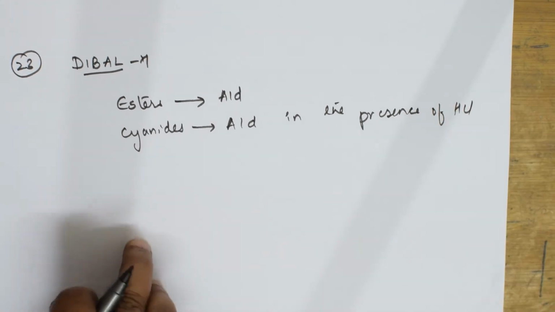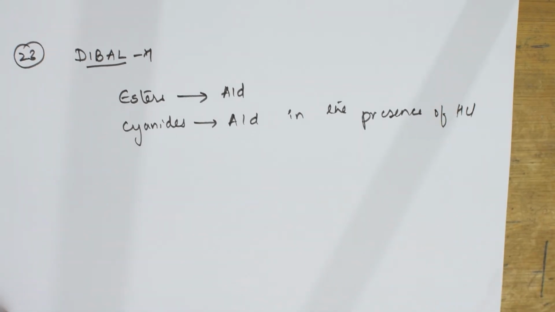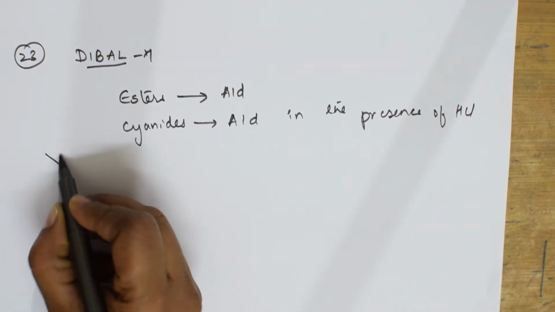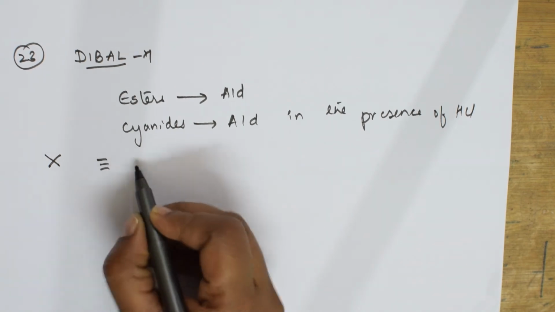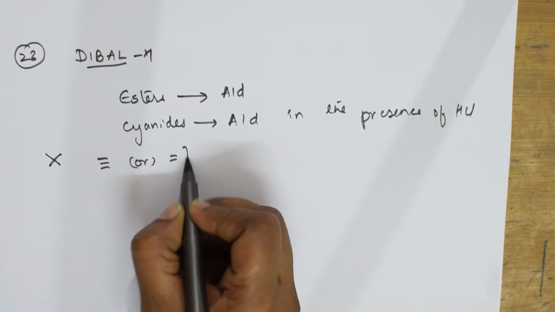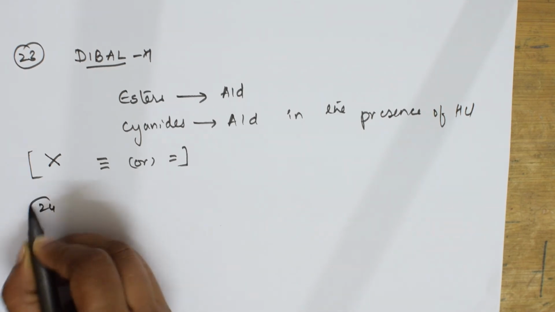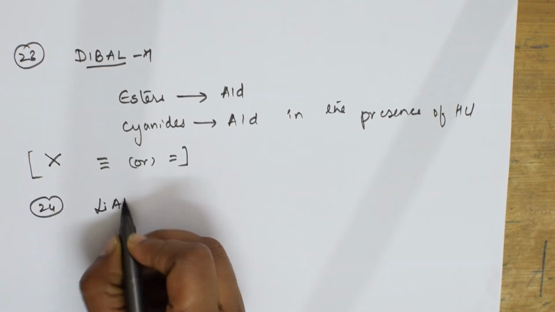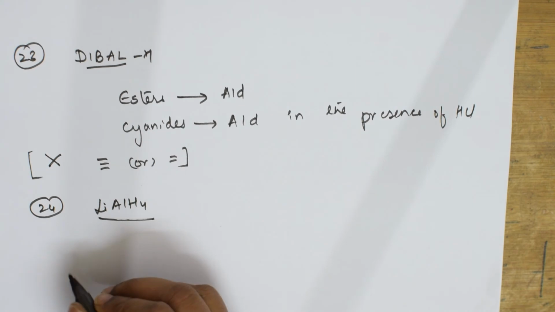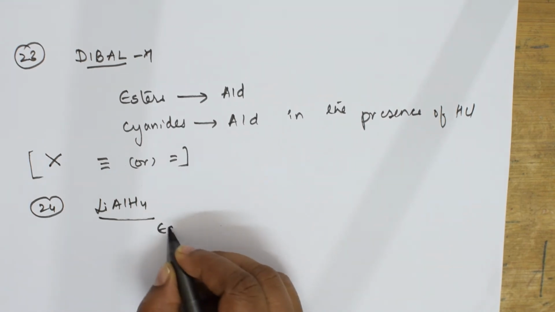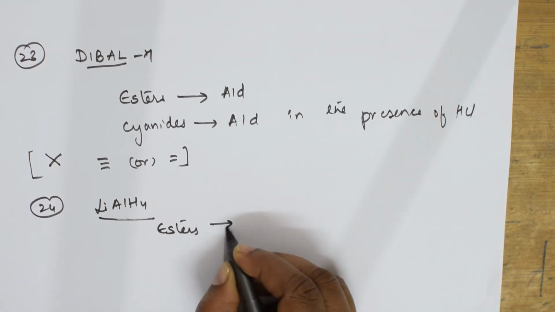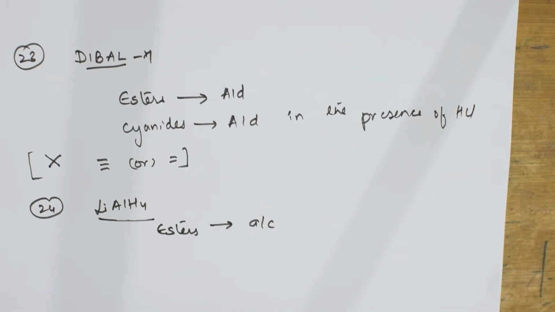Okay, always remember, whenever DIBAL is there, DIBAL will not reduce a triple bond or double bond. Remember that it will not reduce a triple bond or double bond, never. Suppose I take the 24th mystery, that is lithium aluminium hydride. In the presence of this, esters get reduced to alcohols.